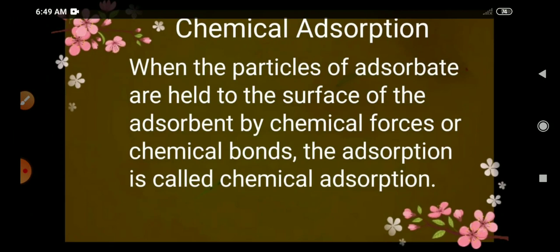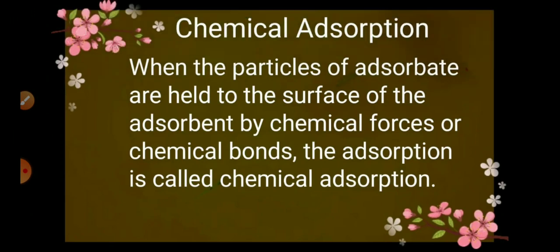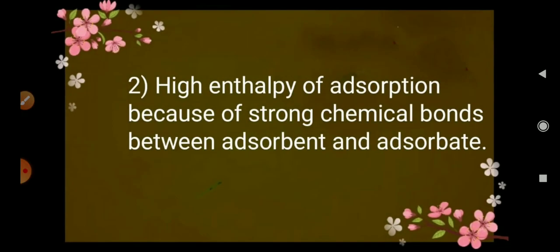So we can define chemical adsorption as when the particles of adsorbate are held to the surface of the adsorbent by chemical forces, or we can say chemical bonds. Therefore, the adsorption is called chemical adsorption. Because of the strong chemical bonds between the adsorbent and adsorbate, it has high enthalpy of adsorption. As we learnt, physical adsorption has low enthalpy, but in chemical it is high.